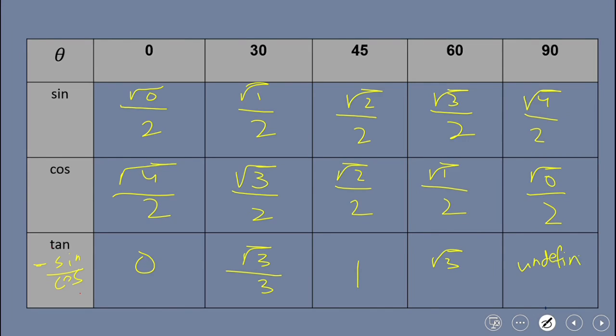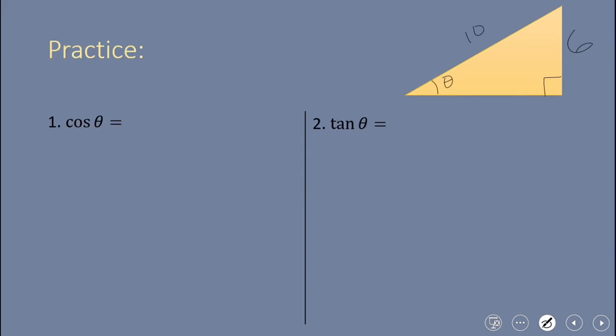Memorizing the values in this table will help you a lot, since it will let you solve questions related to these angles faster and without the use of any calculator. To make sure that we fully understand the concept, we're going to do some practice.